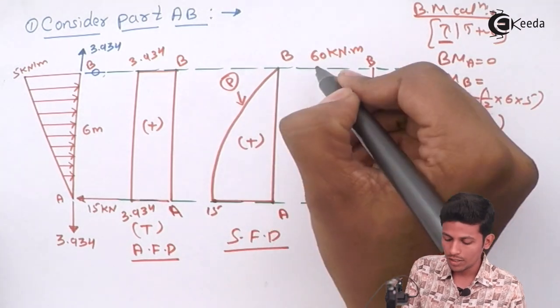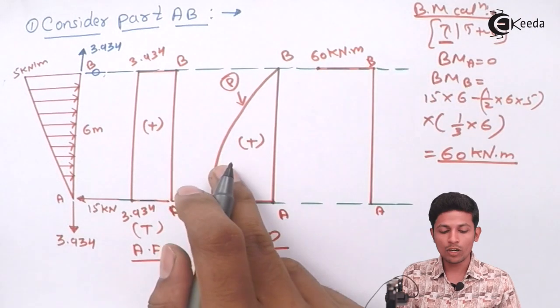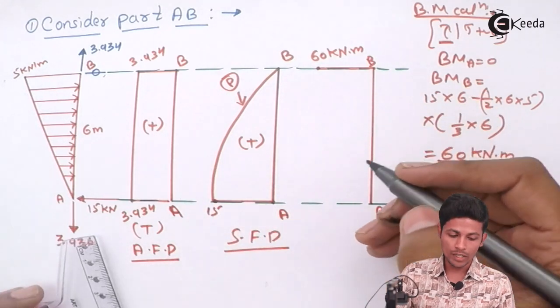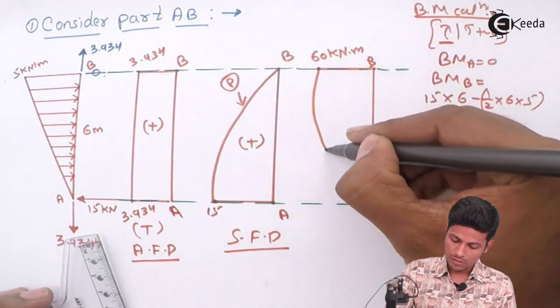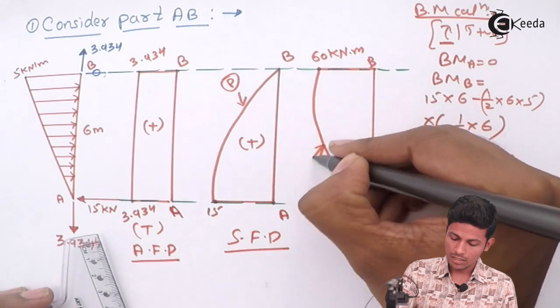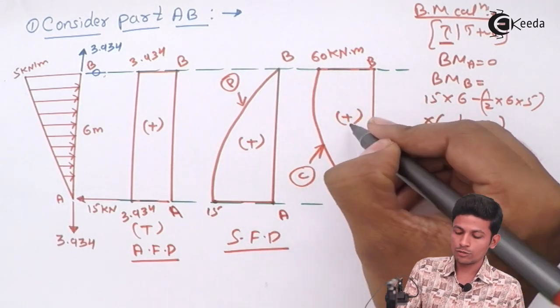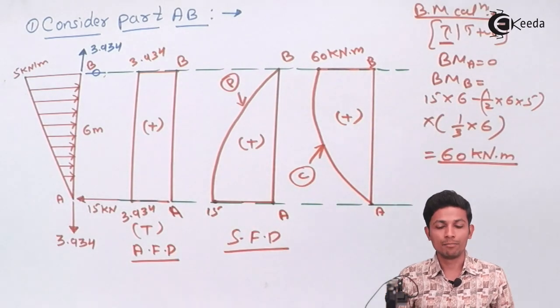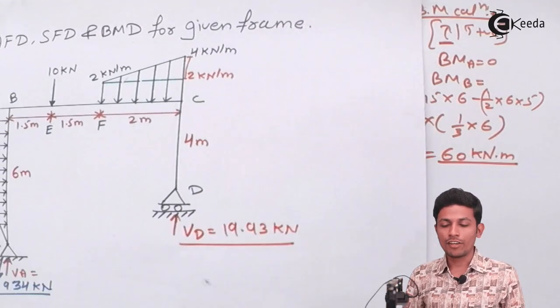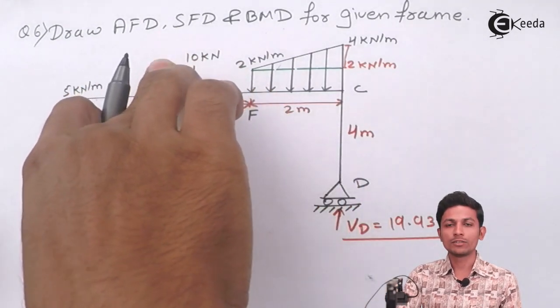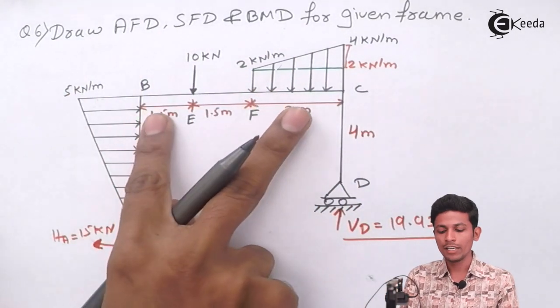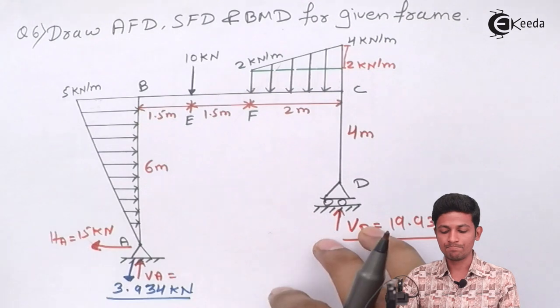Okay, now draw the, now see, this is a parabolic curve. Now here you have to draw the cubic curve, it comes like this. This is nothing but a cubic curve. Okay, this is also positive, so outside the frame. Okay, now see, we are done with this part AB. Now let's move on to the next part. Our next part will be BC. So let's see.